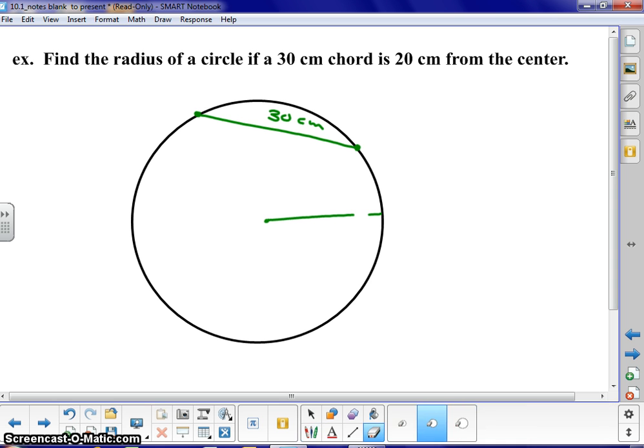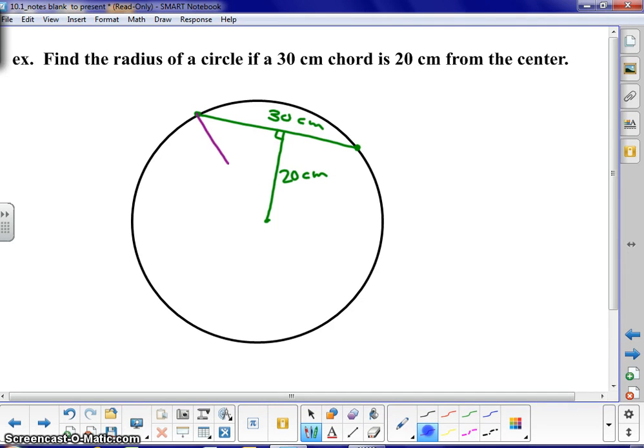And then we also know from the previous theorems that the 20 centimeters is going to be the fastest way to get to that 30 centimeters. So that right there is going to be 20 centimeters. And you can get rid of that other one. Sorry for the mess up. Okay, so it's asking you for the radius. And the radius can be connected by the center point and the end point of the chord. And that is what we're trying to find.